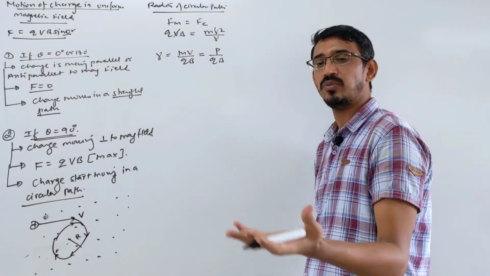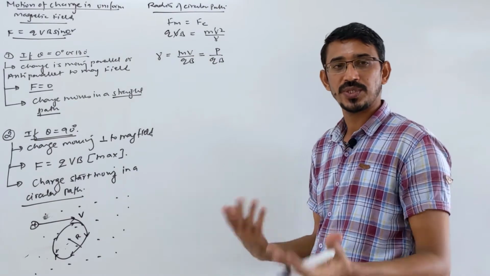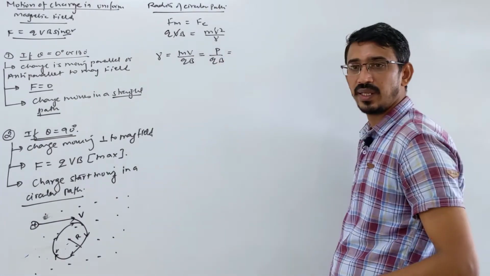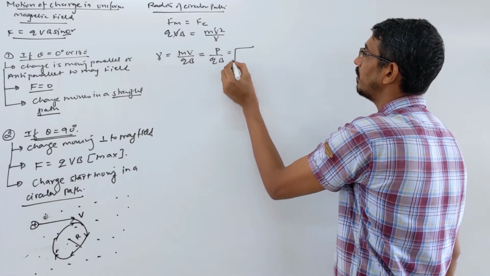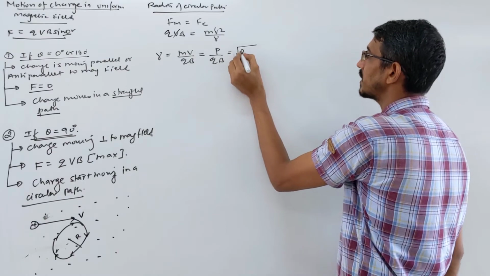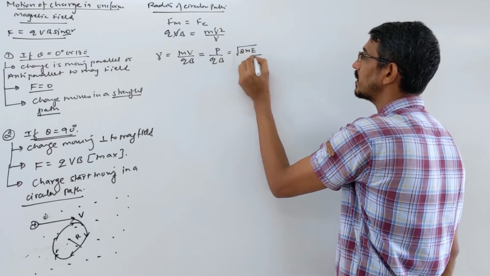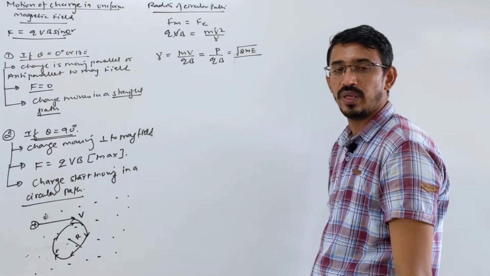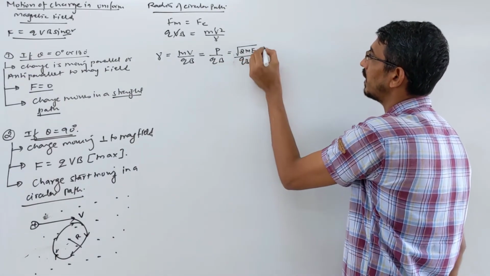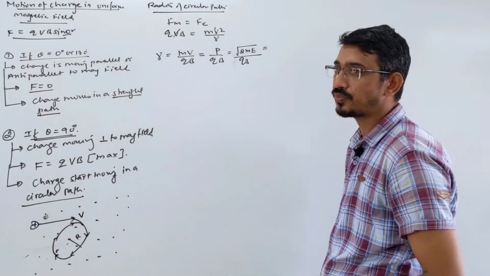Let's say two particles are moving, their momentum is constant, their velocity is constant. Or momentum you can also write in terms of kinetic energy. You know that momentum is root 2mE, where E is the kinetic energy, divided by qB.